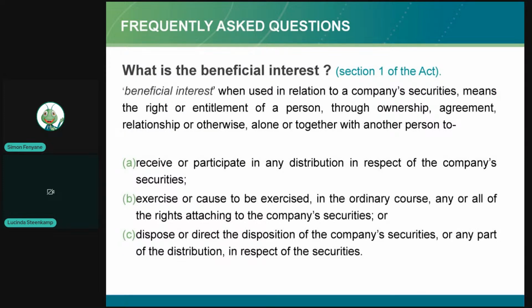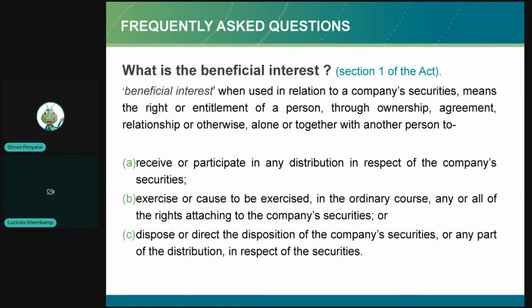What is the beneficial interest register? This is also defined in the Act. Beneficial interest, when used in relation to a company's securities, means the right or entitlement of a person through ownership, agreement, a relationship, or otherwise, alone or together with another person, to receive or participate in any distribution in respect of the company's securities, to exercise or cause to be exercised in the ordinary course of business any or all of the rights attached to the company's securities, or to dispose or direct the disposition of the company's securities or any part of the distribution in respect of the securities.